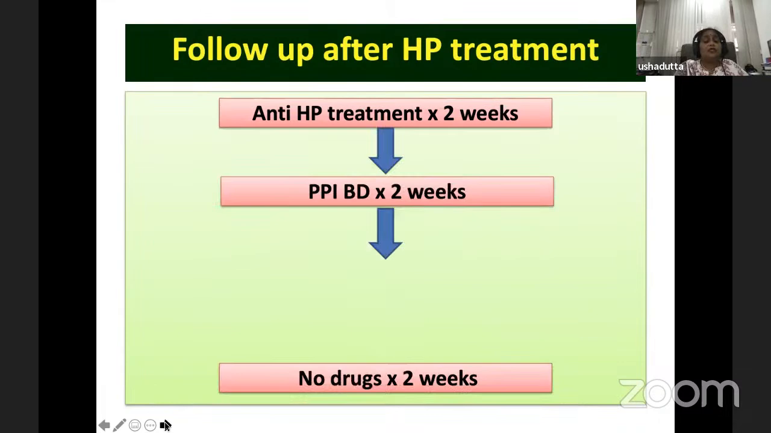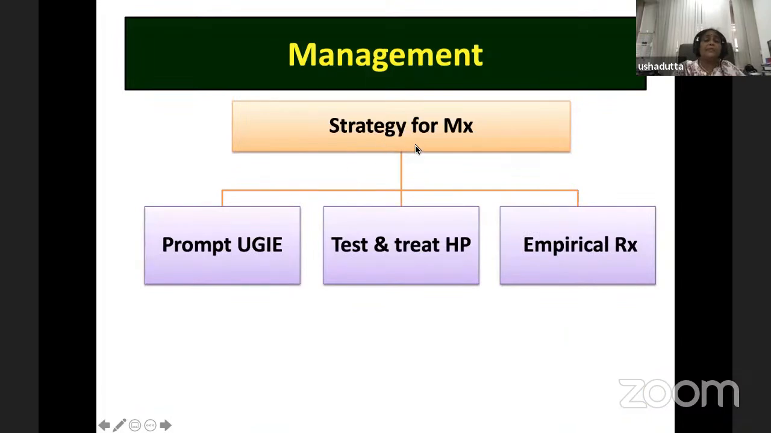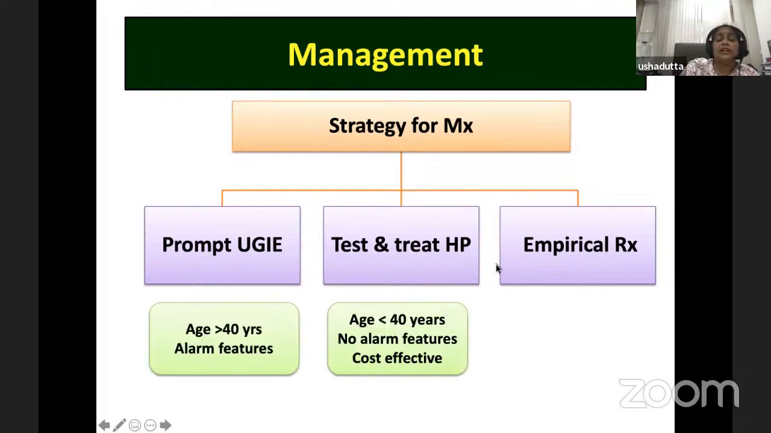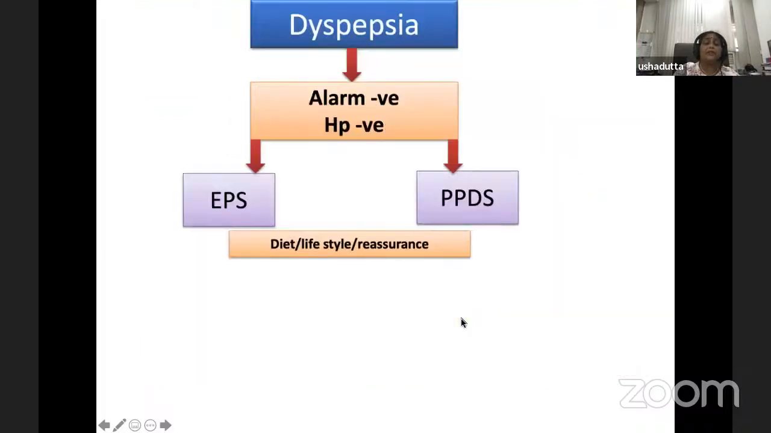So we already discussed how to follow up these patients and what are the other steps in management. So any patient with dyspepsia, this is an overview. Do a prompt endoscopy if they are more than 50, or they are having alarm symptoms, or they are having evidence of significant weight loss, or they're very anxious about it. Test and treat, or give empirical therapy. So these are our 3 regimes we have. What we do is patients who are more than 40 who have alarm symptoms, they go for endoscopy. Those who are less than 40, no alarm features, cost-effective strategies, test and treat compared to empirical treatment.